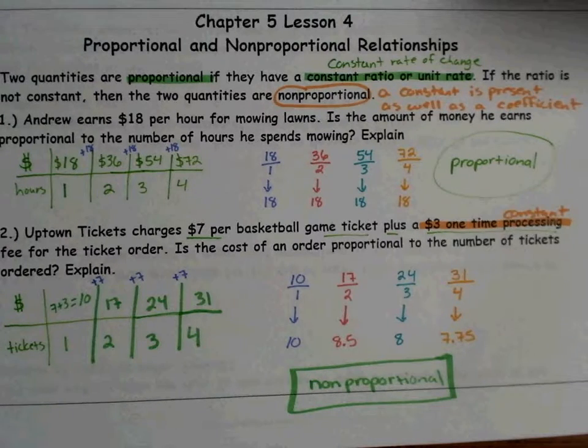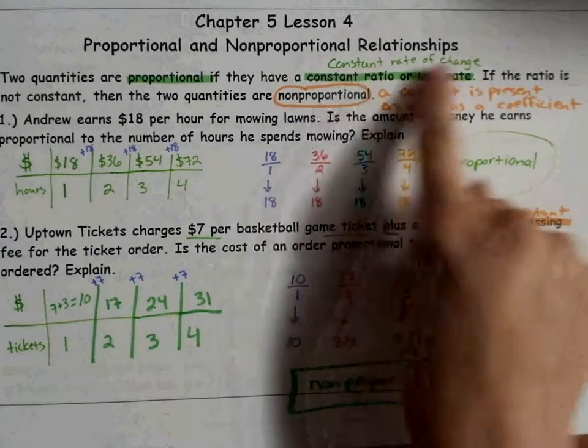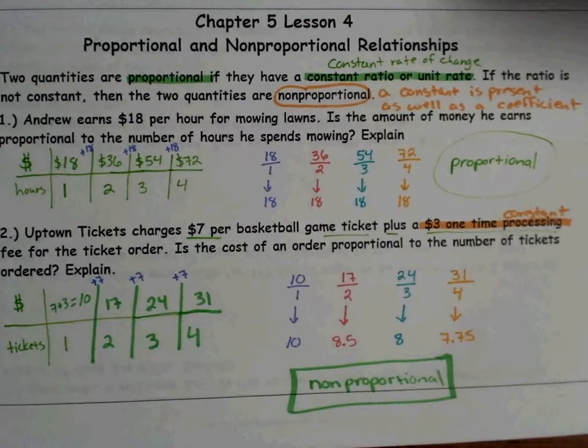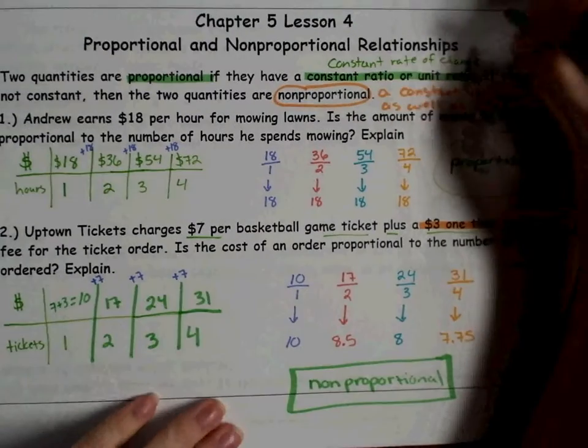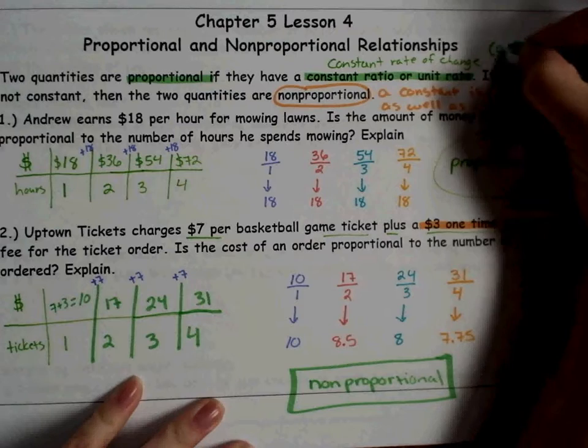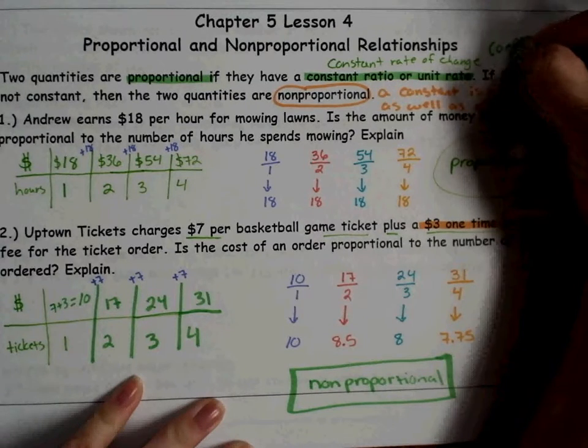Okay, now a constant is not the same thing as a constant rate of change. A constant rate of change is your coefficient, your unit rate. So I'll even write that up here. We call that our coefficient.